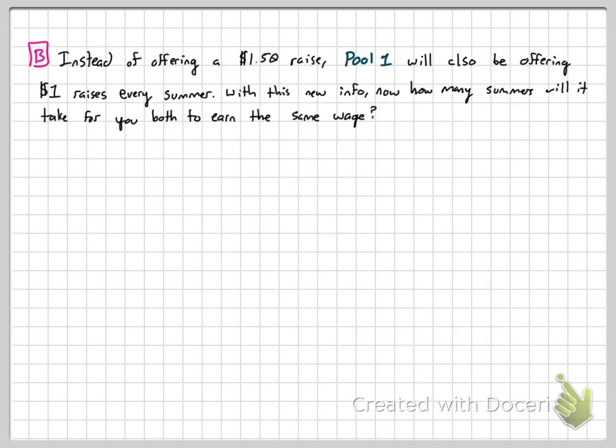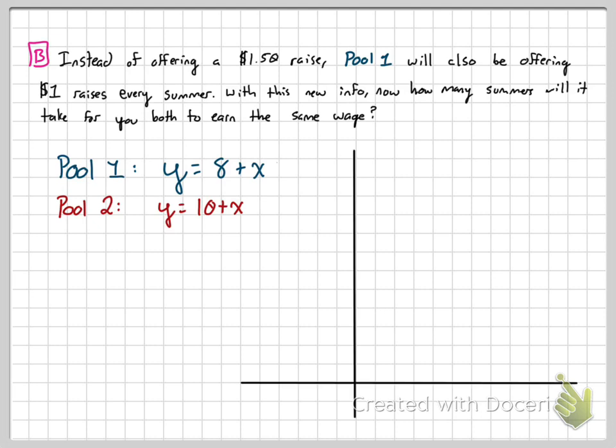Now let's say instead of offering a $1.50 pay raise, Pool 1 was only going to be offering a $1 pay raise every summer. Now with this new information, I still want to know after how many summers will you both be earning the same wage. So now, instead of Pool 1 having that equation, I'm going to change 1.5x to 1x because I'm only adding a dollar each summer now. Pool 2 stays the same, and now if I graph both of these, again, I could use Desmos or I could just go by hand.